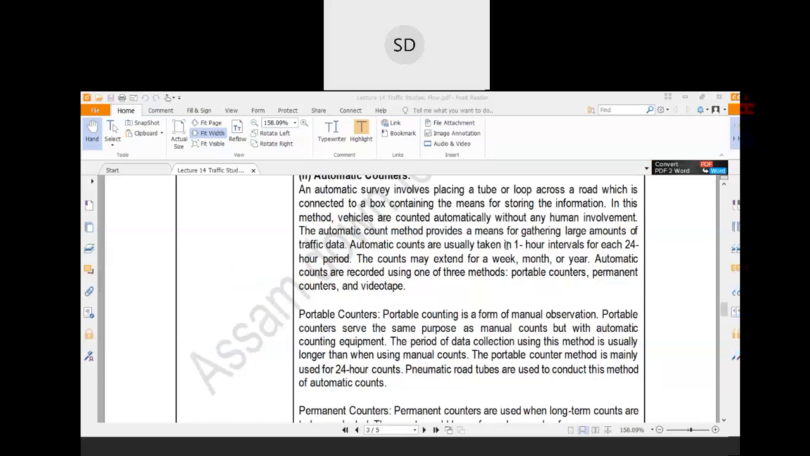Automatic counts are easily taken at 1 hour intervals for each 24-hour period, and you can collect a huge amount of data with the help of automatic counters. These counts may extend for a week, month or year. So you can take yearly data also from the automatic counter method.